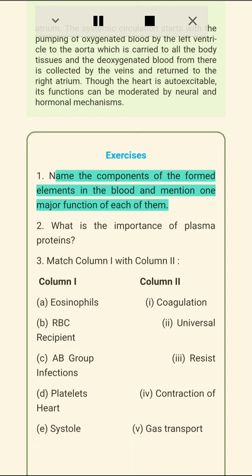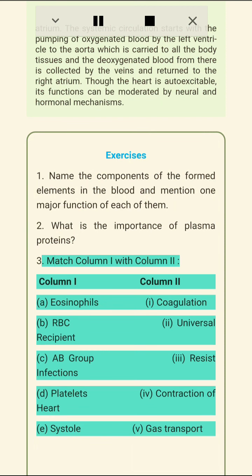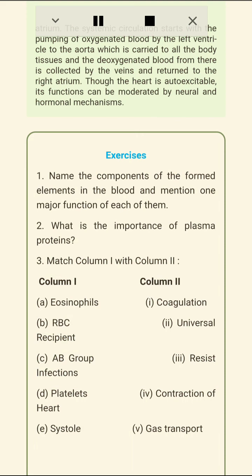Exercises. 1. Name the components of the formed elements in the blood and mention one major function of each of them. 2. What is the importance of plasma proteins? 3. Match column I with column II. Column I: A, eosinophils; B, RBC; C, AB group; D, platelets; E, systole. Column II: I, coagulation; II, universal recipient; III, resist infections; IV, contraction of heart; V, gas transport.